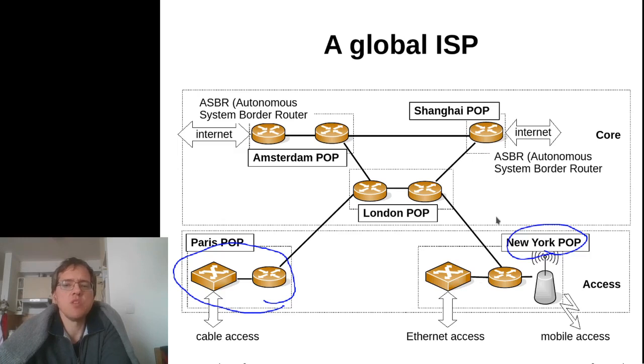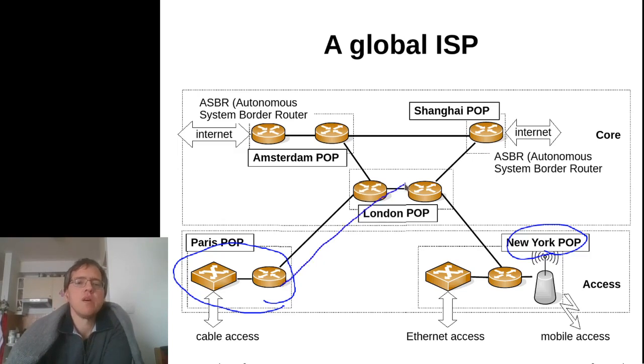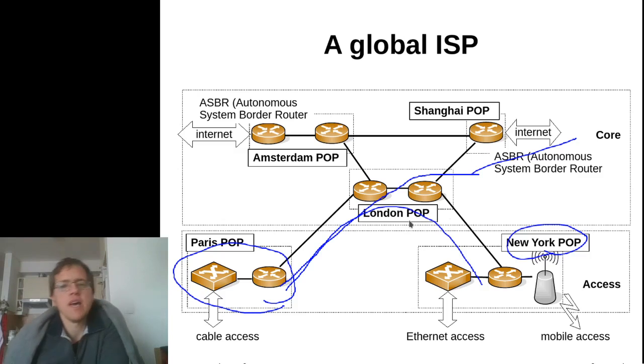Now the rest of the ISP network, beyond the access network, is called the POPs or the core. It consists of different POPs, which are basically just network equipment at different locations throughout the world, providing connectivity between the different access facilities of the ISP and the rest of the internet, and of course between these access networks as well. In this particular example, our global ISP has a POP in London, in Shanghai, and Amsterdam. In Shanghai and Amsterdam, it operates autonomous system border routers that are used to connect the ISP's network to the rest of the internet.